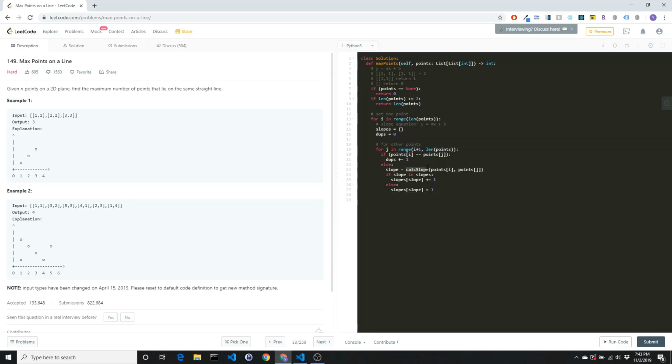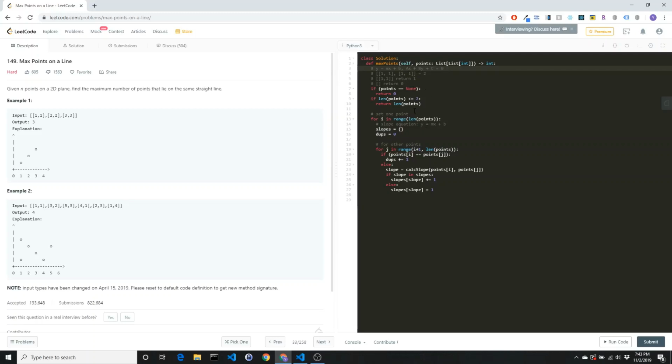The meat of this problem is in the slope calculation, right? So remember how we said that the slope equation is this? To actually figure out if a point falls on the same line as another point, we need to basically produce this equation, right? With the slope, the constant, and everything else. And then there's another standardized form for this called ax plus by plus c constant equals 0. That's another form to write this.